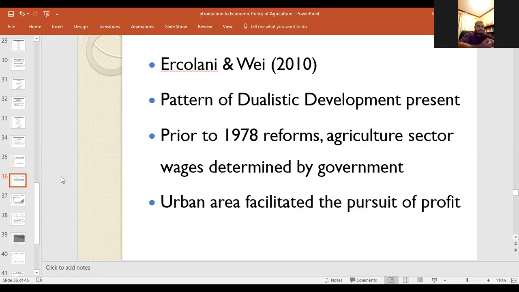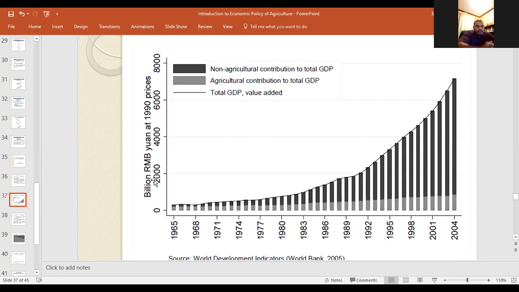Now, what's important in China is that in 1978, Deng Xiaoping, the then president of the Republic of China, began his opening of the economy and the liberalization and movement towards the capitalist mode of production, particularly in the urban area. Now, what you find here is how agricultural contributions to GDP stay relatively constant over time, but the non-agricultural contribution to GDP begins to increase. And this particularly occurs from about 1978, when the economy begins to be liberalized.